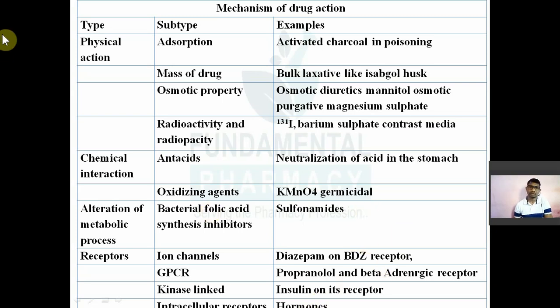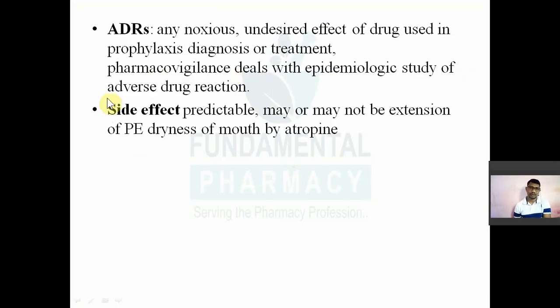Now these are the mechanisms of drug action: how a drug can exert its pharmacological action. They may exert it by physical action or chemical action or by alteration of metabolic process or by interaction with various kinds of receptors. Now, what is an adverse drug reaction?